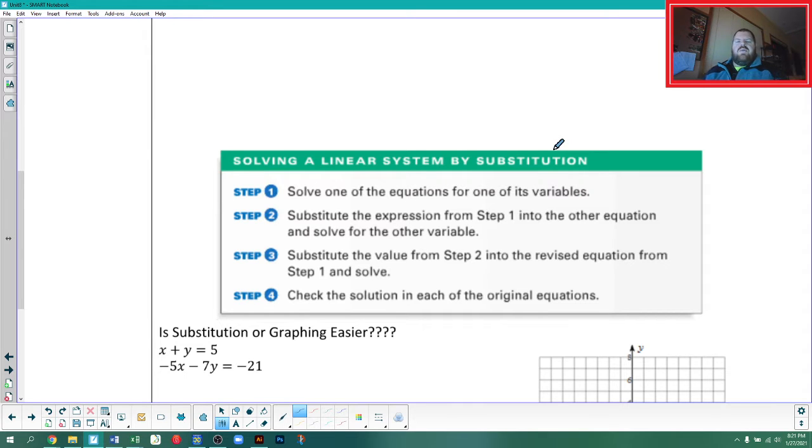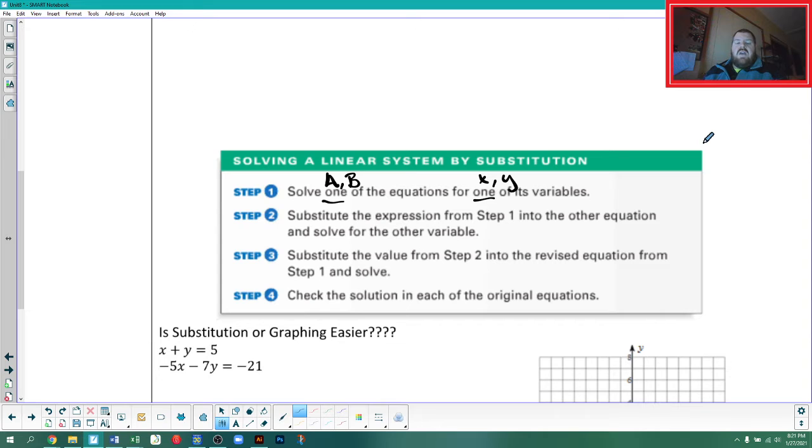And it says to solve a linear system by substitution. Step 1 is we want to solve one of the equations, so again, one of the equations for one of its variables. And we have choices to make there. We can go with equation A or B, if you will, and we can solve for either x or y.